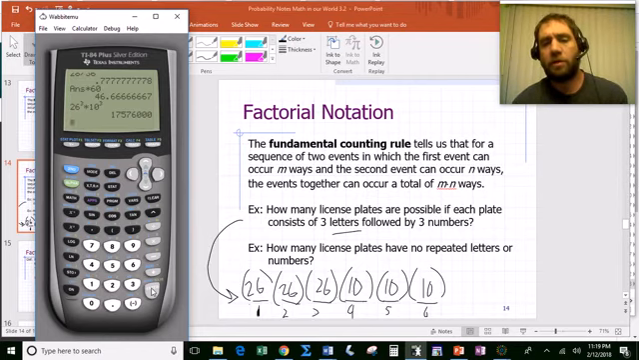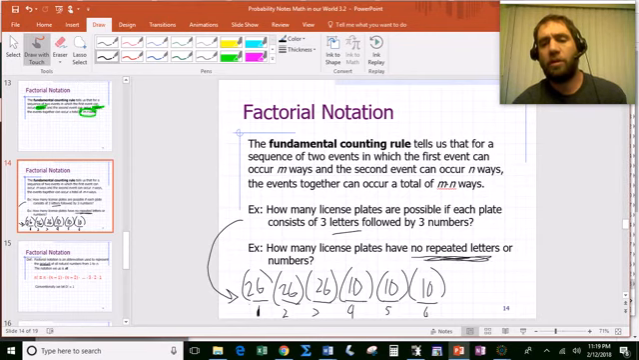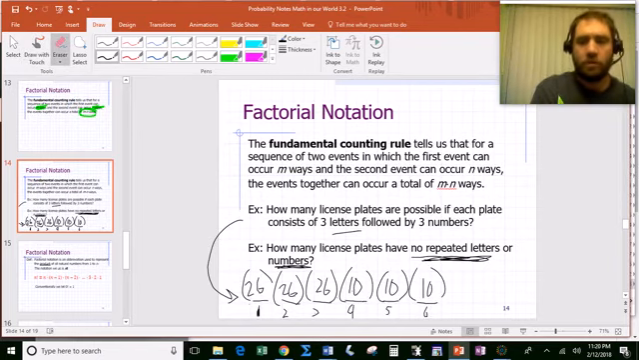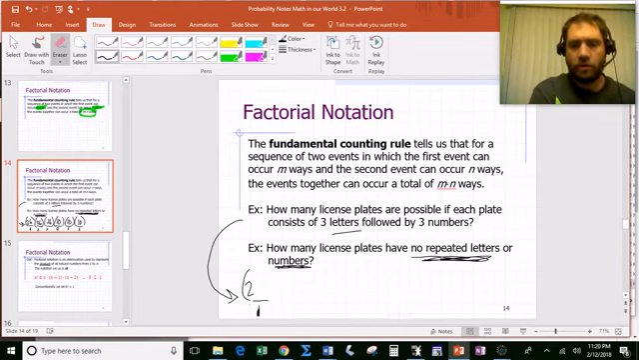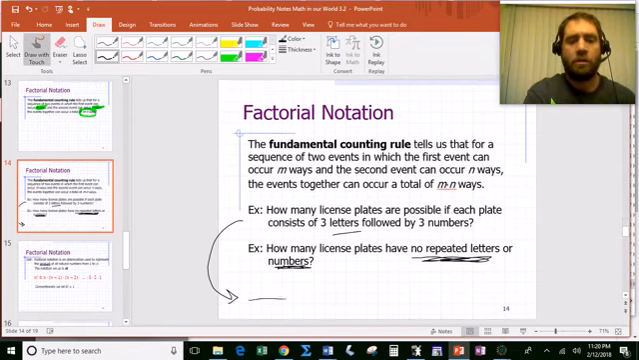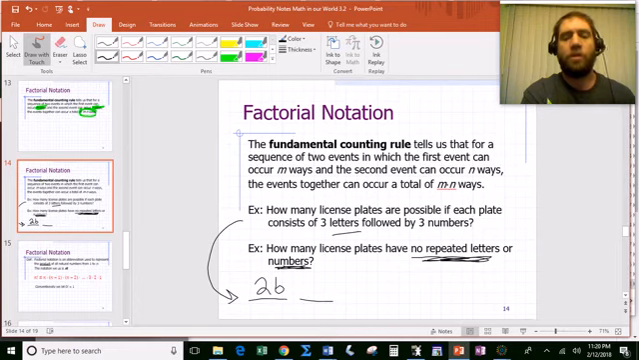How many license plates are possible that have no repeated letters or numbers, so no repeats? So let's get rid of this. No repeated letters, meaning we pick a letter for position 1, and there's 26 of them. Now 1 letter is gone, which means we have 25 options for position 2. Now we've chosen 2 letters, so there's 24 letters left for position 3.